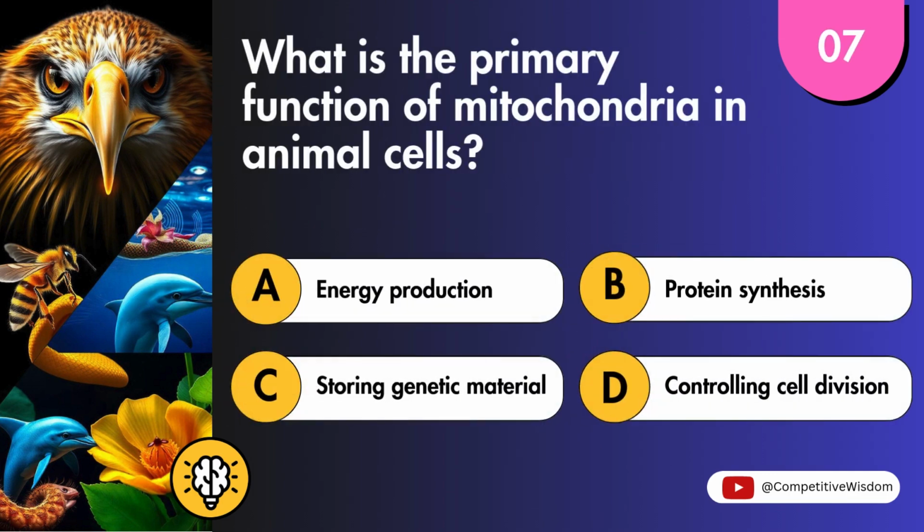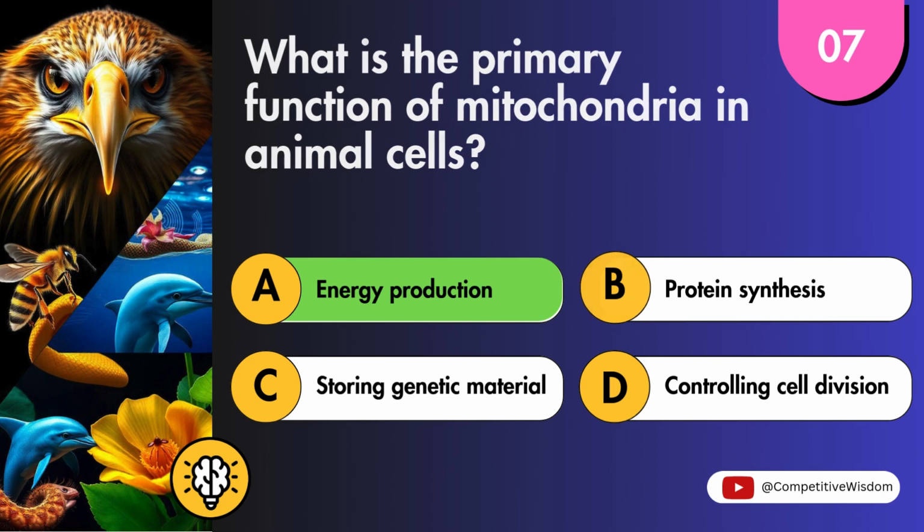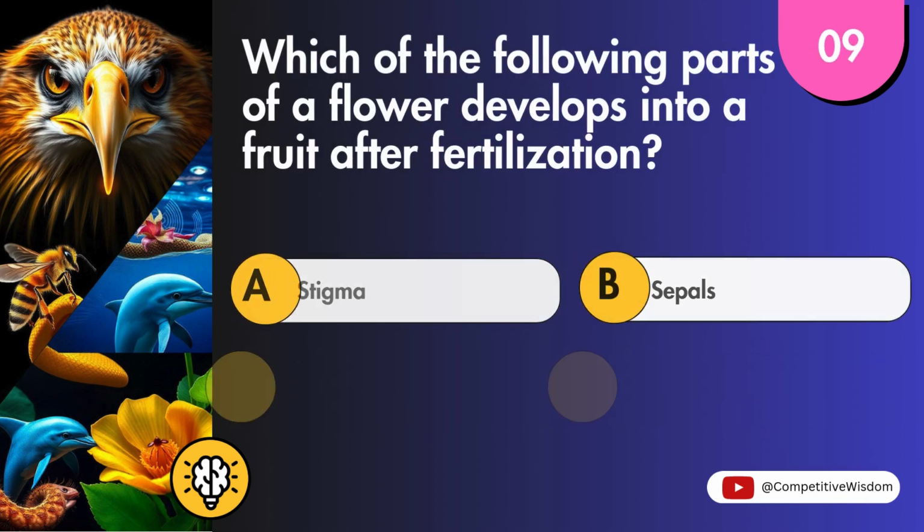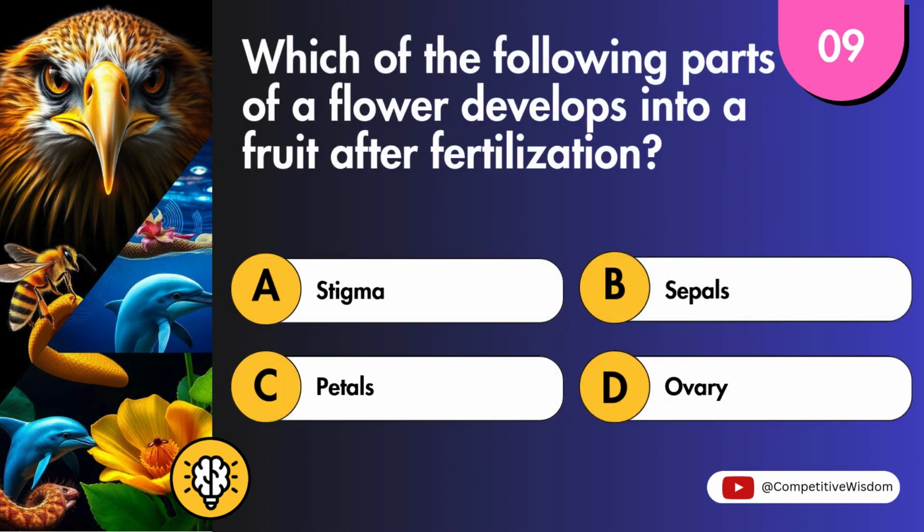What is the primary function of mitochondria in animal cells? Which part of the plant is responsible for transpiration? Which of the following parts of a flower develops into a fruit after fertilization?